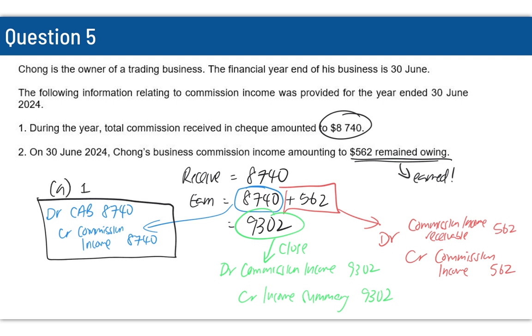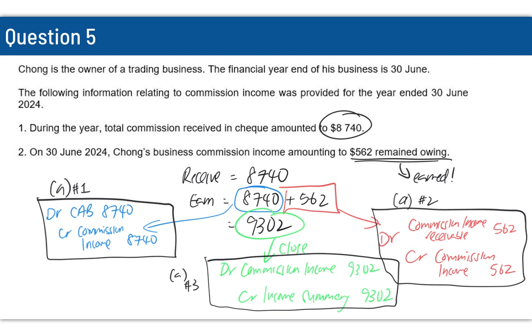And then for part B, they ask for the extract of the statement of financial position. We understand that the amount owing is the one that is left over at the end of the year. So we're going to record it as commission income receivable, which we know is a current asset, and the amount will be 562.